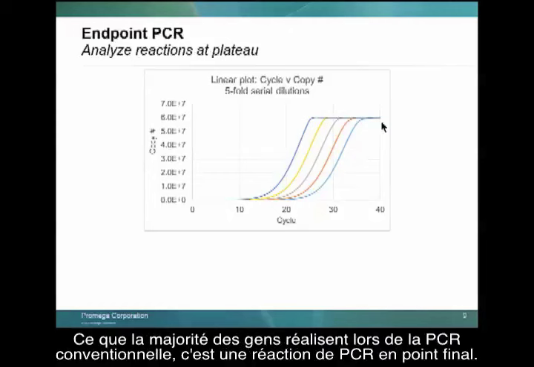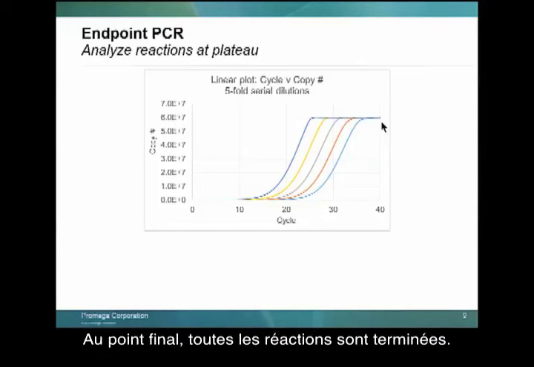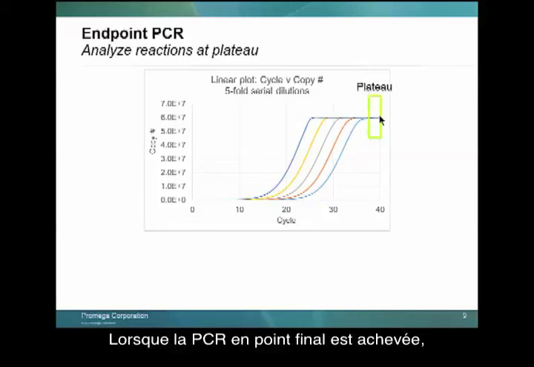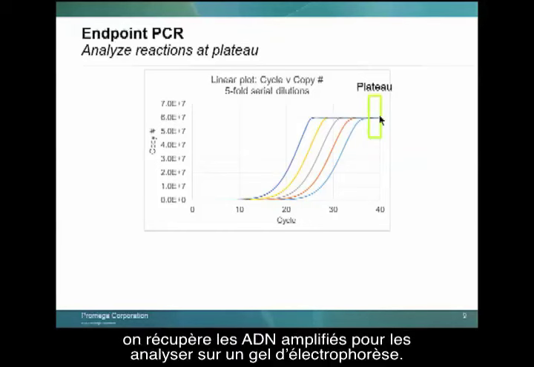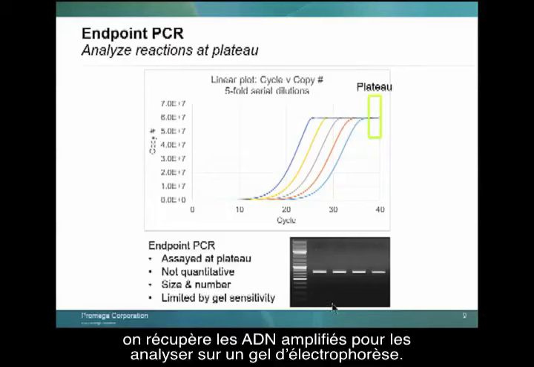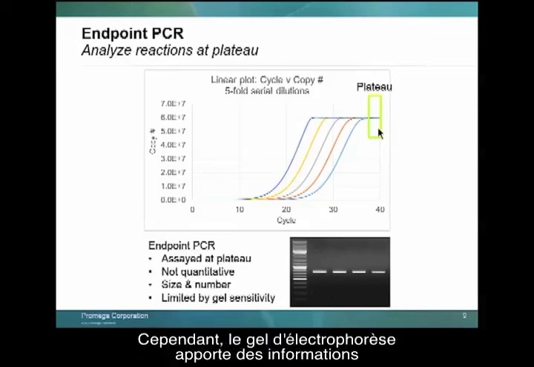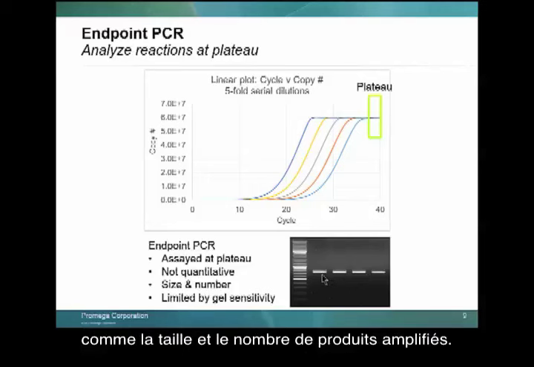So what most people use for traditional PCR is actually an endpoint PCR reaction. In endpoint PCR, you'll cycle all of your reactions essentially to completion. So here I'm showing the amplification kinetics of five different reactions, all serial dilutions, reaching plateau. In endpoint PCR, we would then capture those DNA targets at plateau and analyze them with gel electrophoresis. As you can imagine, since we're at plateau, we are not quantitative. But we do get information from gel electrophoresis about the size and number of products that we amplified.